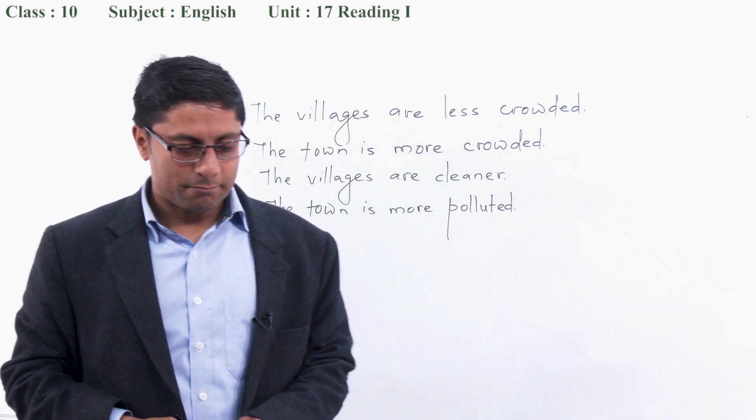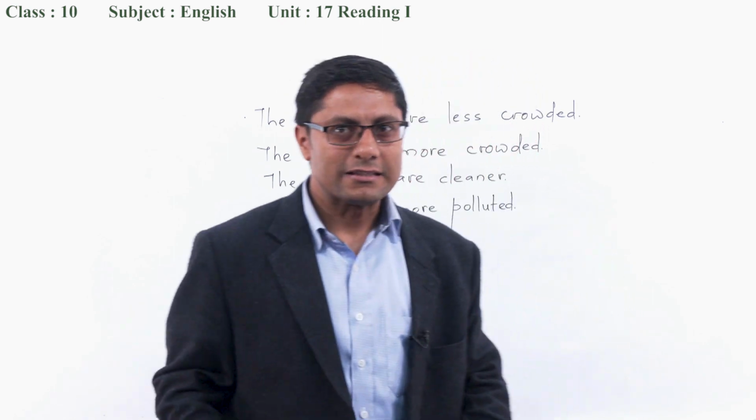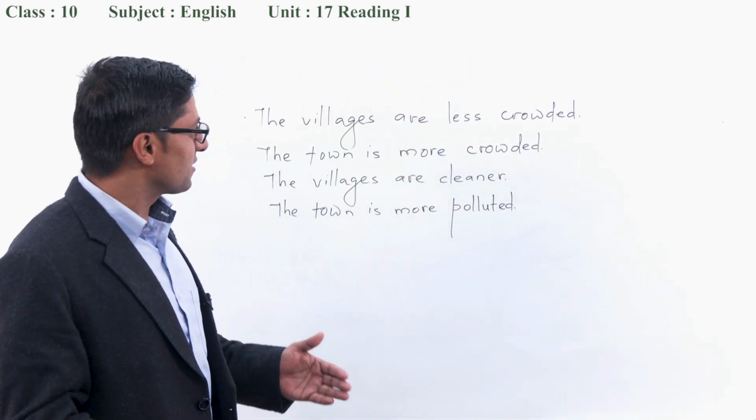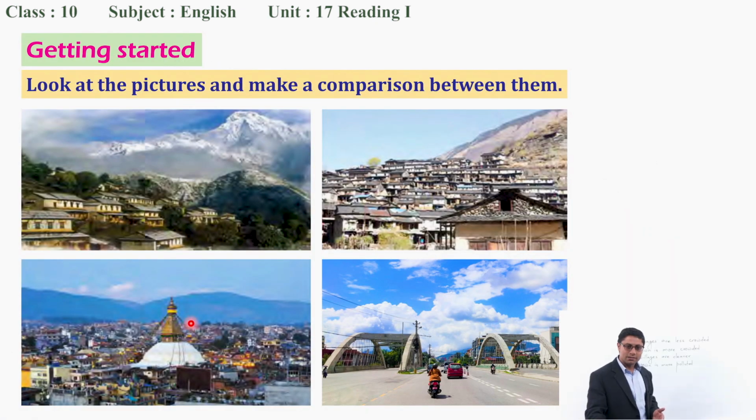Okay, very good ideas, dear students. So simply we can say, the villages are less crowded. So we can see very few houses here. You see many houses there. Similarly, you can also make other comparisons. For example, look at the development. So see, the town is more developed than the villages. Okay, so you can make such comparisons.